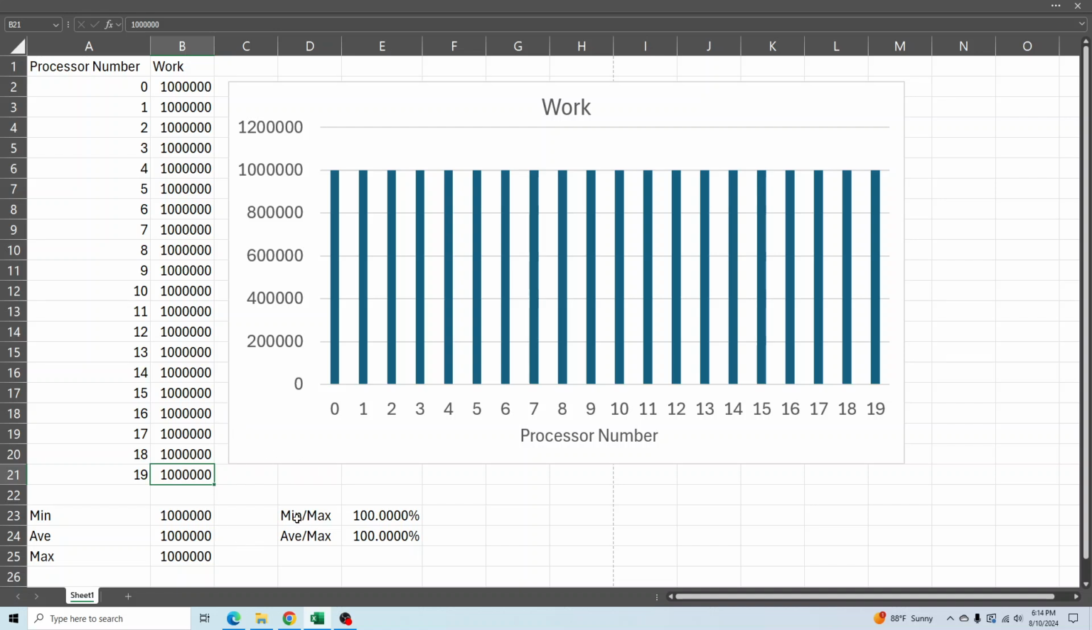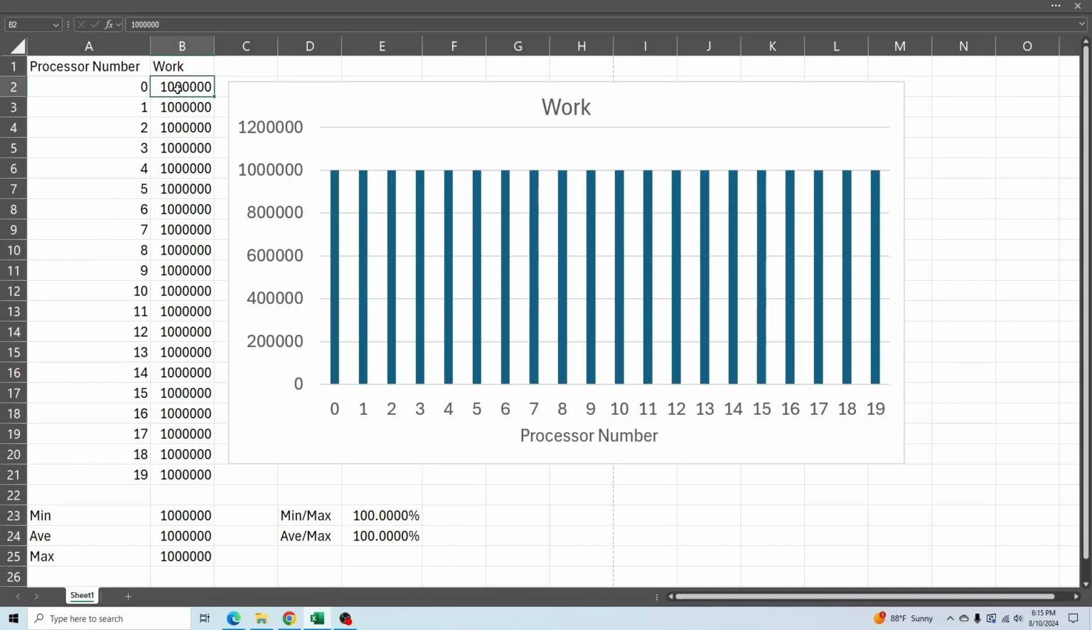So one metric might be the minimum work divided by the maximum work. So in this case, since they all have the exact same amount of work, they all have 1,000,000 units of work, that gives you 100% for the minimum over max. And another metric, average over max, which I claim is the correct load balance efficiency. And I'll show you that this metric is meaningless. The min over the max is meaningless. So in this case, it's perfectly load balanced, so it's not that interesting.